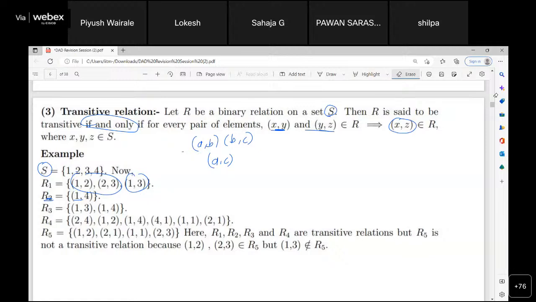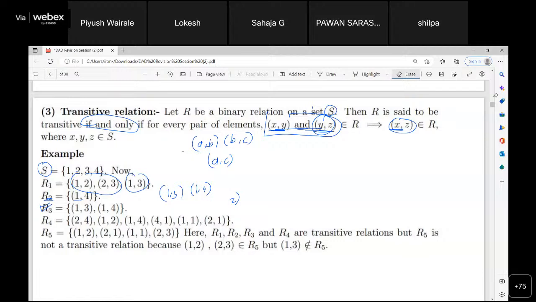So now R3, is R3 transitive? No. No. No. Okay. So 1 comma 3 is present, 1 comma 4 is present. So what is the condition? If x comma y and y comma z are present, so is 3 comma z or 4 comma z present here in this R3? No, right? So my condition is if and only if for every pair of these particular elements there should exist x comma z. So this particular pair of elements is not existing in my R3, right? Then I can say it is a transitive relation.